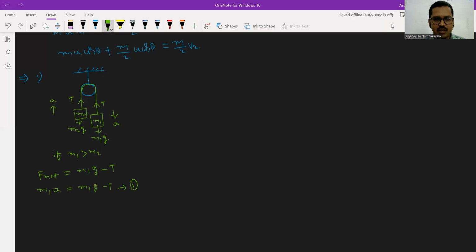This is equation 1. Similarly, the net force acting on the second block: M2A is equal to T, positive because the second block moves in the upward direction, minus M2G. This is equation 2. Now I am adding these two equations, 1 plus 2. M1A plus M2A is equal to, minus T plus T cancel, then M1G minus M2G.